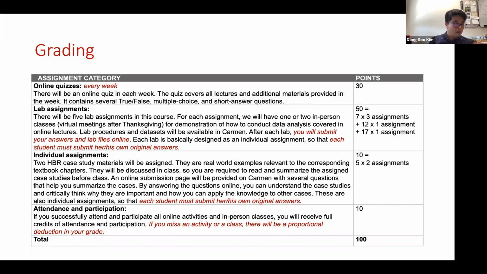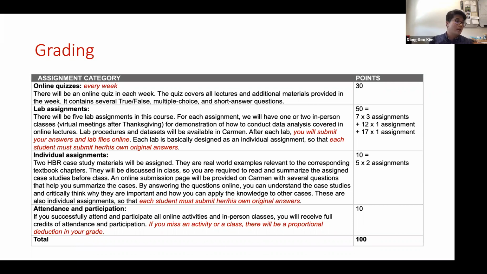Third, other individual assignments. In week 6, 2 HBR case study materials will be assigned. They are real-world examples relevant to the topic of the week. They will be discussed in the lecture, so you are required to read and summarize the assigned case studies before watching the lecture.